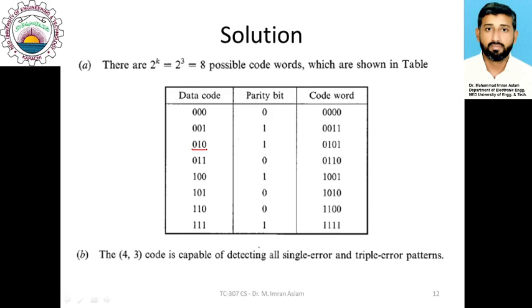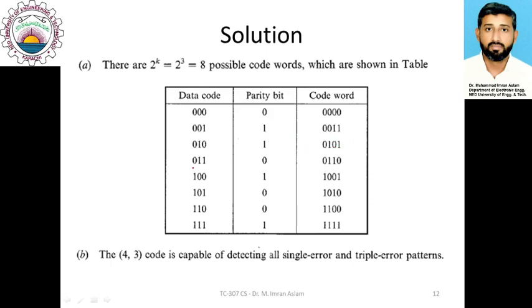For 010, you can see that we already have one binary 1 here. So we would add another in the parity bit, so that the total number of ones becomes 2. So this one becomes 0101.